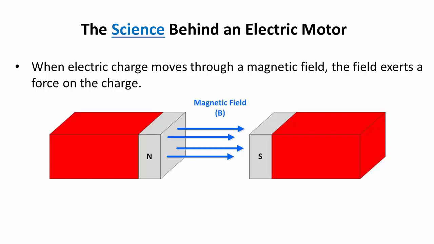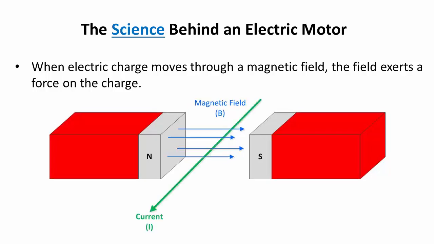When an electric charge moves through a magnetic field, the field exerts a force on the charge. So what does that mean? Well, let's take a look here. Let's say we had a permanent magnet, and you have a north pole and a south pole, and there's a magnetic field between them. We give that the letter B, so we say it's a B field. You have this magnetic field here, and there are magnetic field lines, and it's pretty well understood what a magnet is, or at least how it operates.